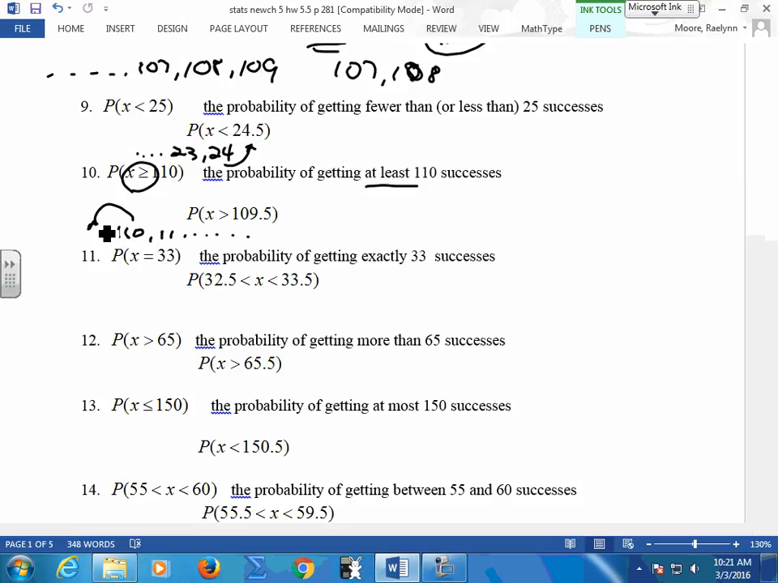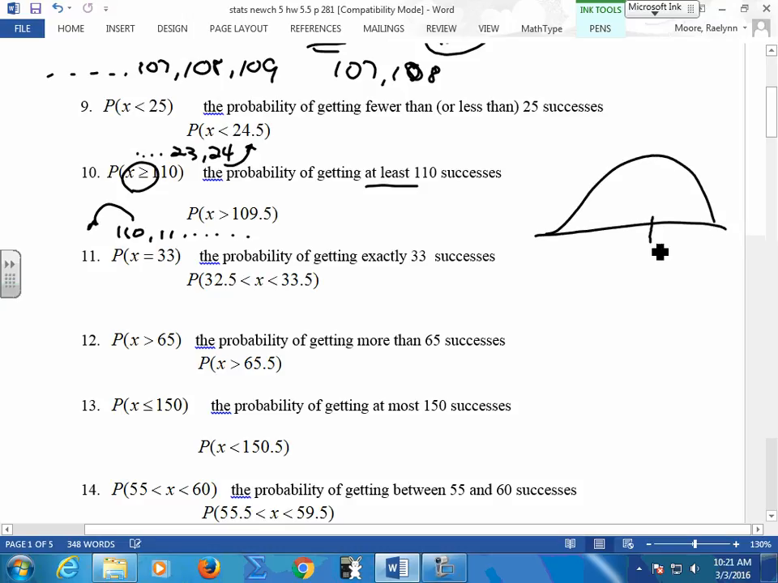The probability of getting exactly 33 is different. Exactly 33 says, here's my graph. This time my x's are down here, so I can show you the number line. Usually we see them up here. This is 33. It doesn't have a bar. It has just a little line. To give it a bar, we have to go half this way, and half this way. So this is 32.5 to 33.5. It actually ends up like an in-between.